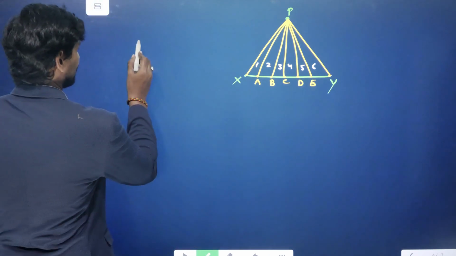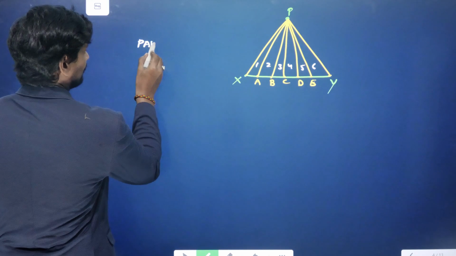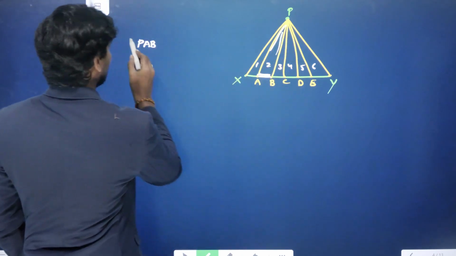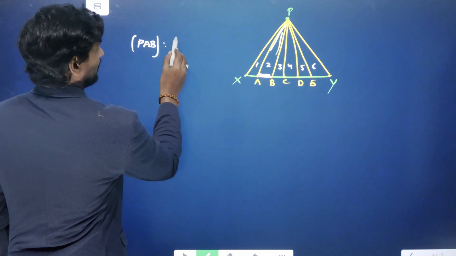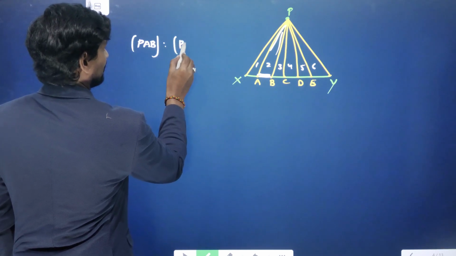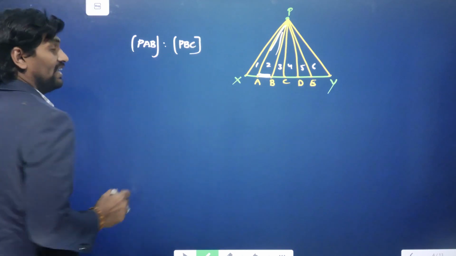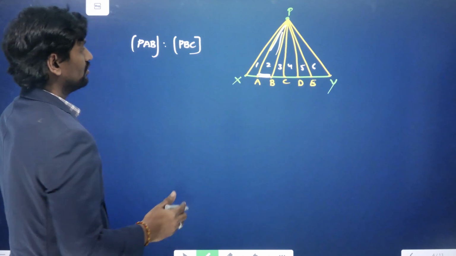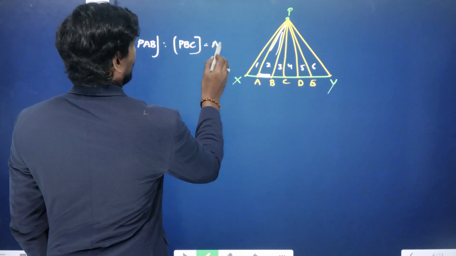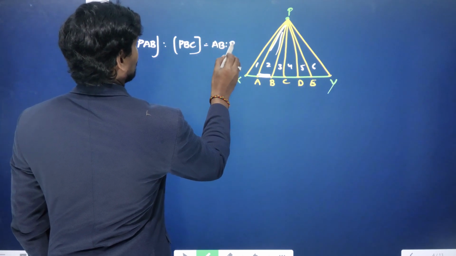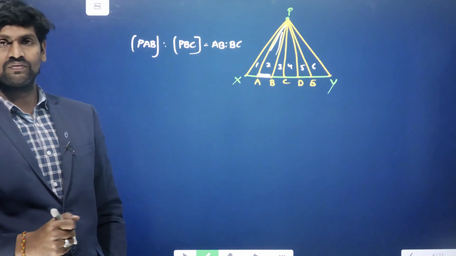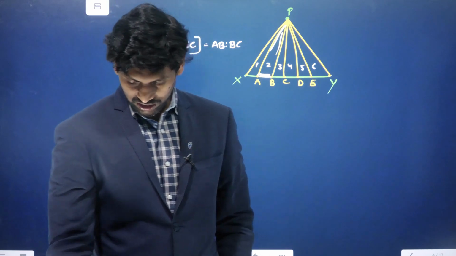For example, I am taking the triangle PAB, this triangle PAB, and triangle PBC. The ratio of the areas of these two triangles is equal to AB is to BC. Okay, right? So that is also an important point.